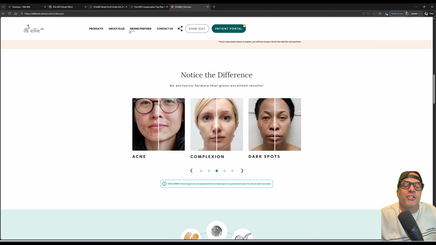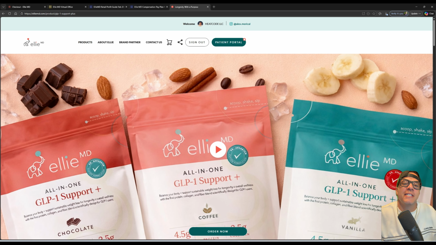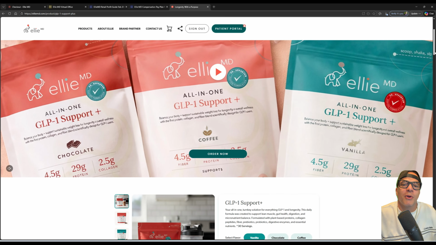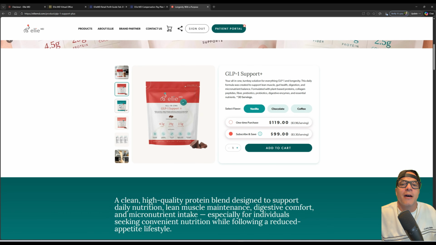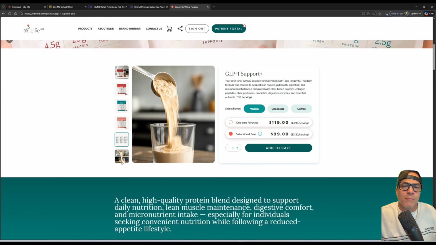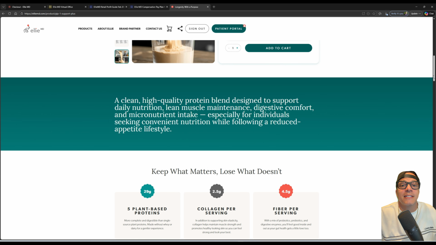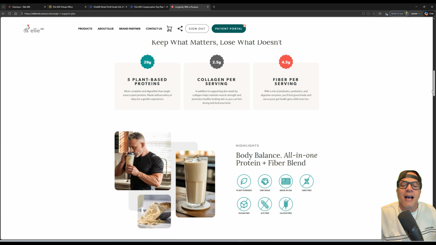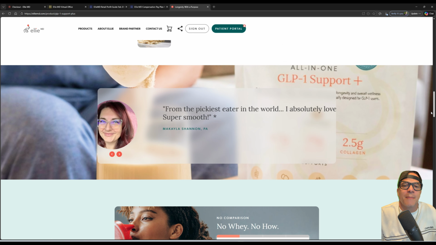Lastly, EllieMD offers a GLP-1 Support Plus. This is the nutrition support shake designed to pair with the sema or the tirzepatide. It's an all-in-one protein and fiber blend with plant-based protein, collagen, fiber, probiotics, postbiotics, digestive enzymes, and micronutrient support. It is there to help support lean muscle, digestion, gut health, fullness, and a nutrient balance while appetite is a little lower on GLP-1. This is for the client who says, I'm eating less, but I still need protein, I still need fiber, I need something easy on my stomach. It helps fill all the nutrition gaps that can happen when somebody's appetite drops.